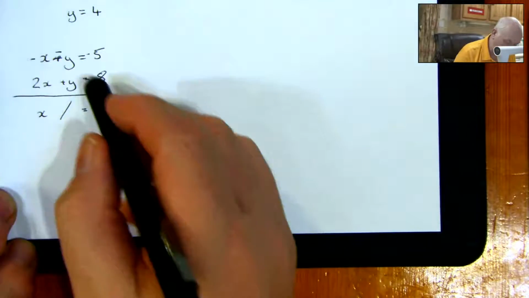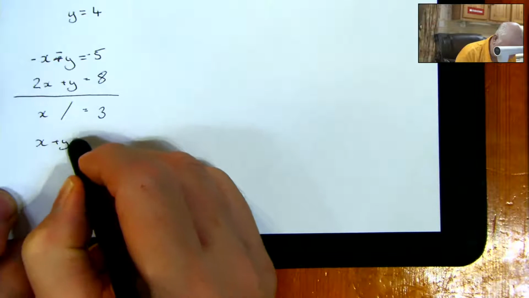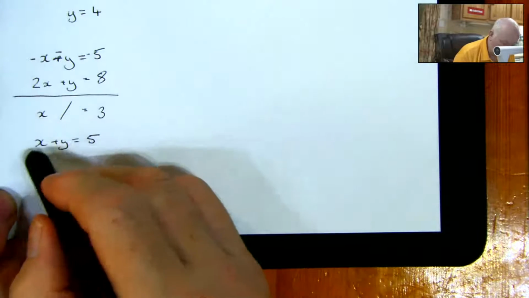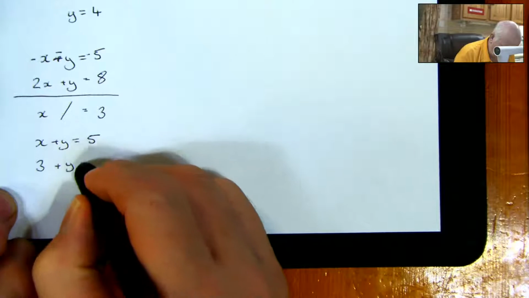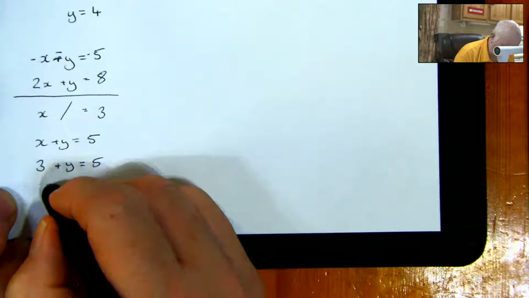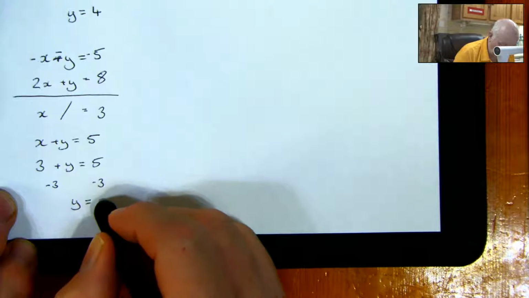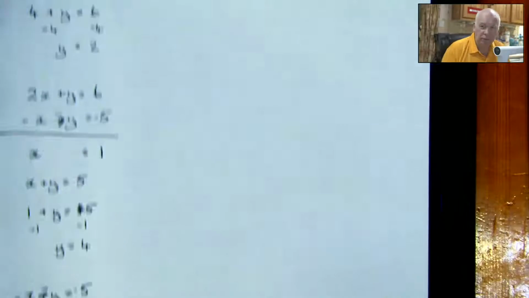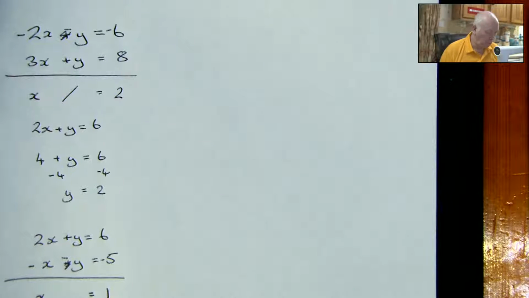And now we can substitute back into one of these equations, and the x plus y equals 5 is a good one to try and do. So let's have a look. We know x is 3, plus y equals 5. We can take away 3 from both sides, and we get y equals 2. So that was doing these equations by simply taking one away from the other.